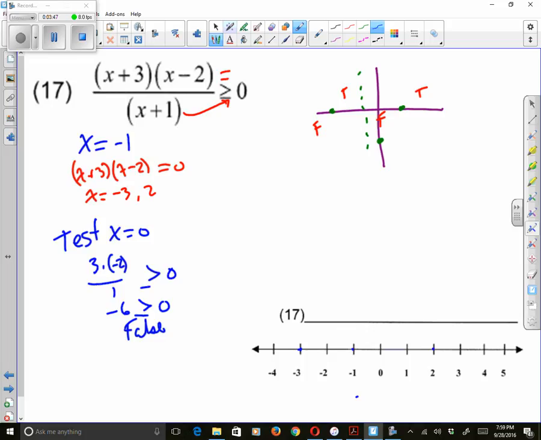Because this is equal, this is going to do the following. From 2, square bracket, everything to the right. Round bracket at -1 because of the asymptote. Square bracket where it crosses the x-axis at -3, and everything in between. Our interval notation is square bracket -3 to -1, round bracket, union, square bracket 2 to infinity, round bracket. And we're done.